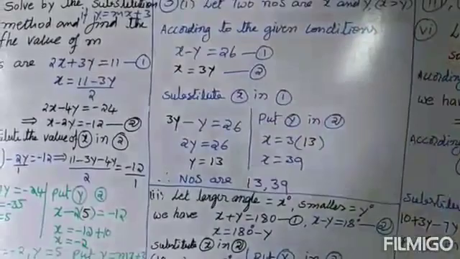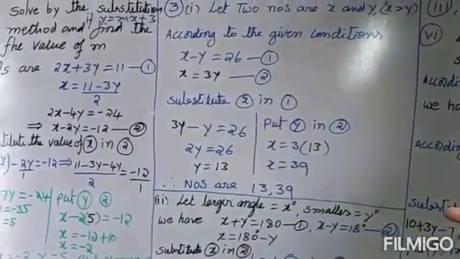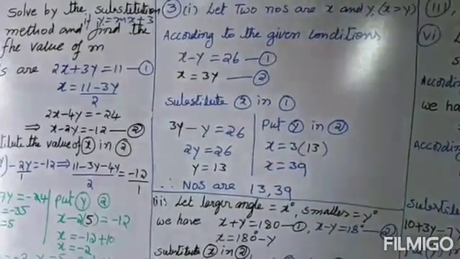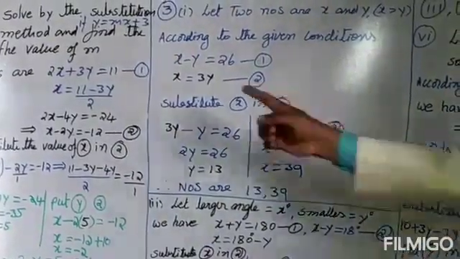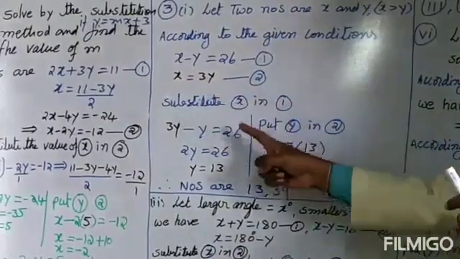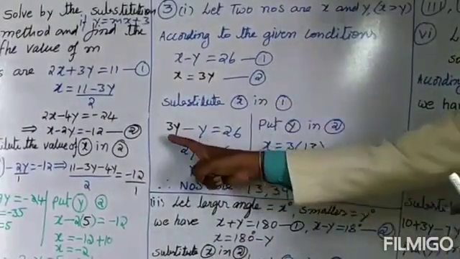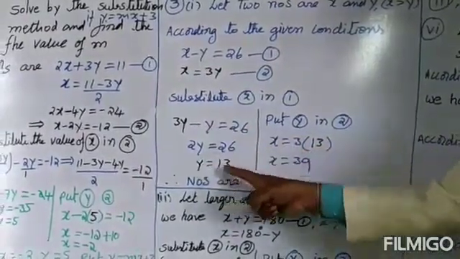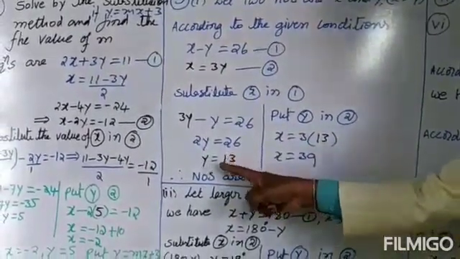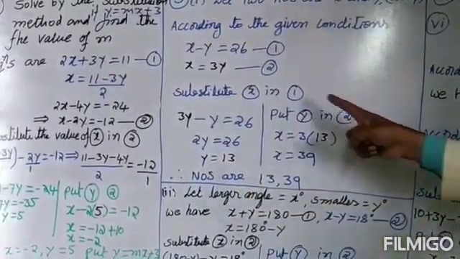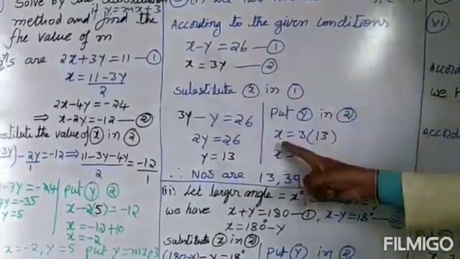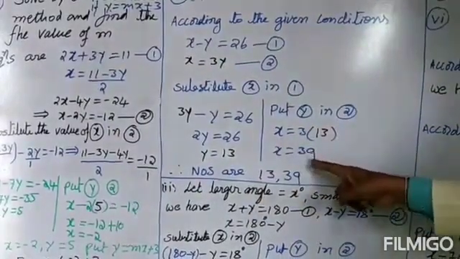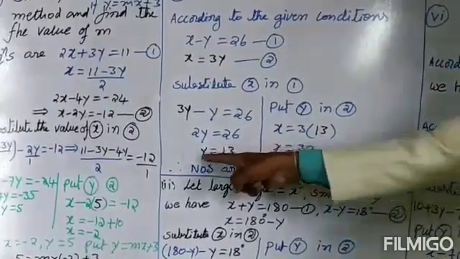And one number is 3 times the other number, according to the second condition. That is equation number 2. By the substitution method, we always substitute the x value in the first equation. So here x equal to 3y we are substituting in this one. So instead of x we substitute 3y minus y equal to 26, then y equal to 13 we are getting. This y we are substituting in 2. I mean here x equal to 3y. So x equal to 3, y is 13, 3 13s are 39. So you got x equal to 39, y equal to 13.